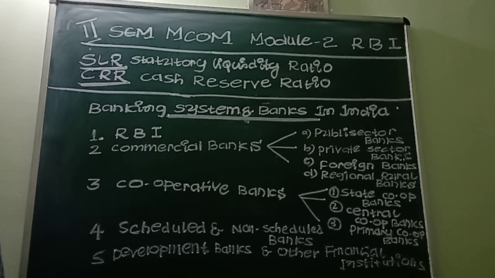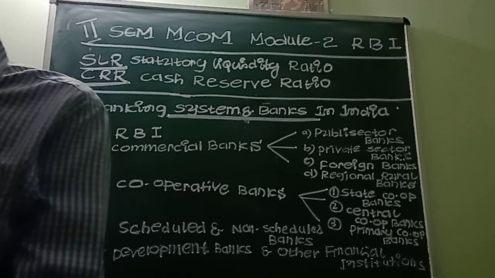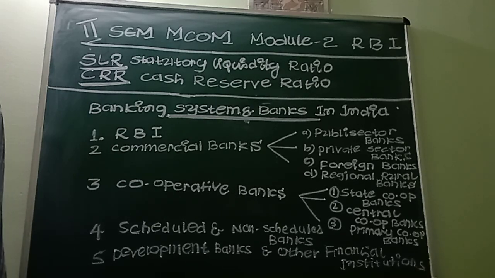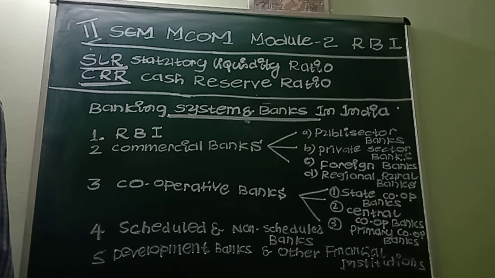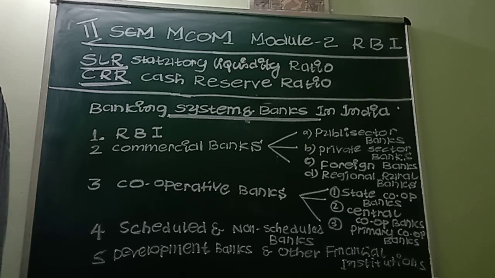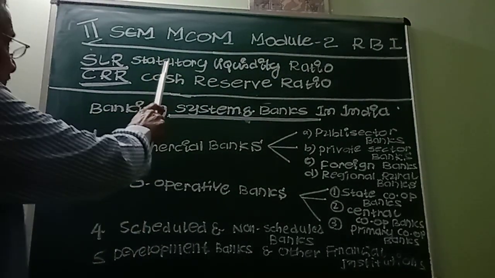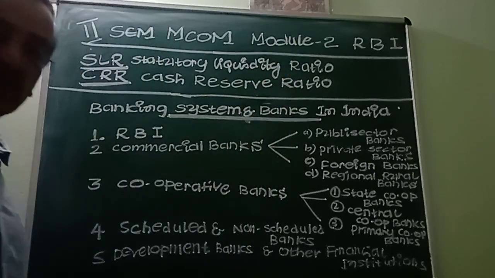CRR, which is maintained on a fortnightly basis, is a tool that the central bank uses to manage money supply and liquidity in the market. Generally, it is increased to reduce the outstanding liability in the banking system. RBI reduces CRR if it needs to increase the money supply in the economy. See, that is about the two important concepts to be studied under the second module of RBI, that is statutory liquidity ratio and cash reserve ratio.